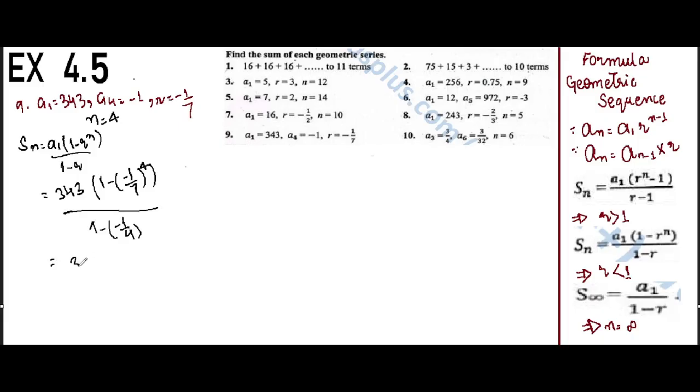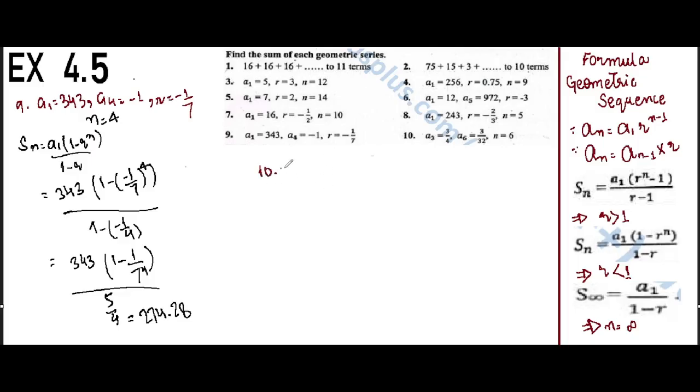We have 343 into 1 minus 1 by 7 raised to the power 4, whole divided by 1 plus 1 by 7, which is 7 plus 1, that is 8 by 7. Let's solve it on the calculator. 274.28.